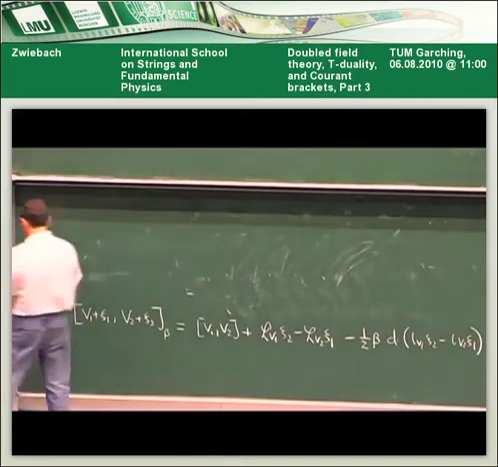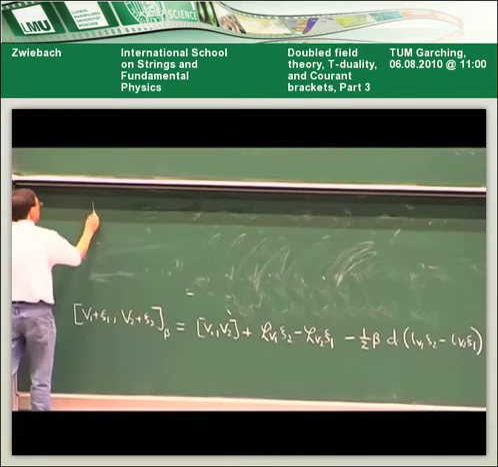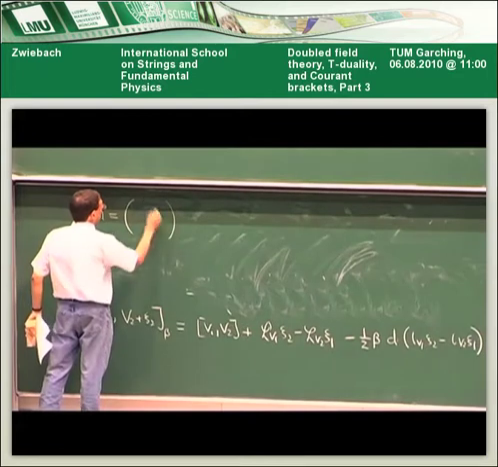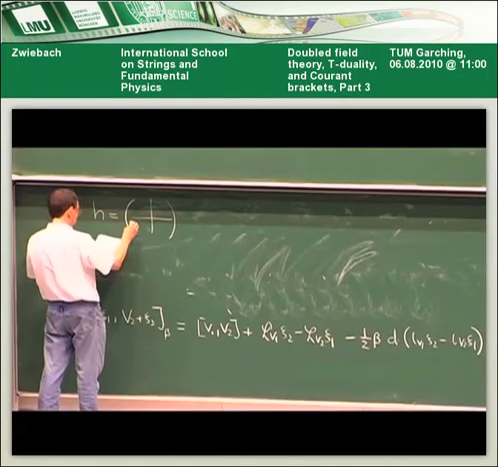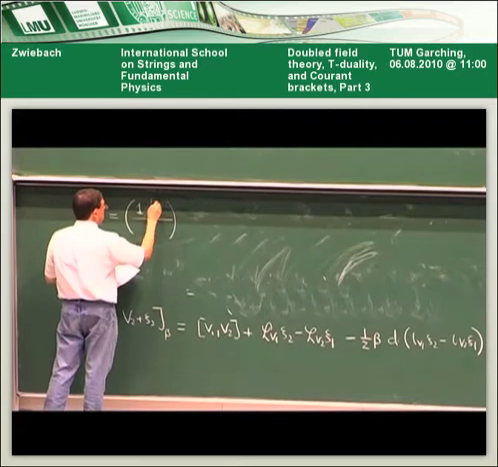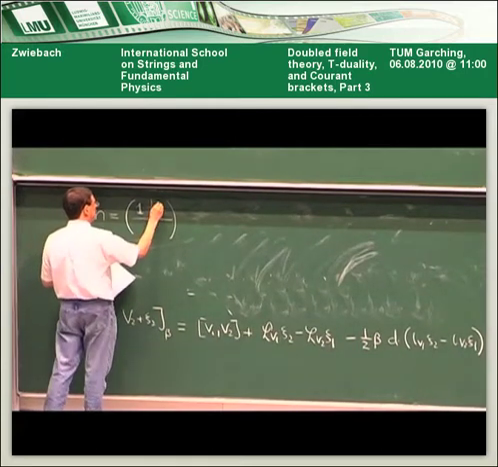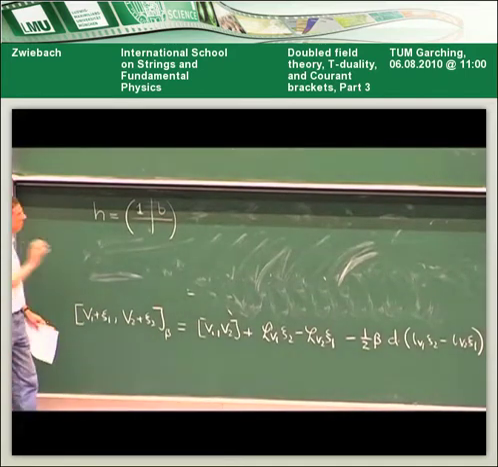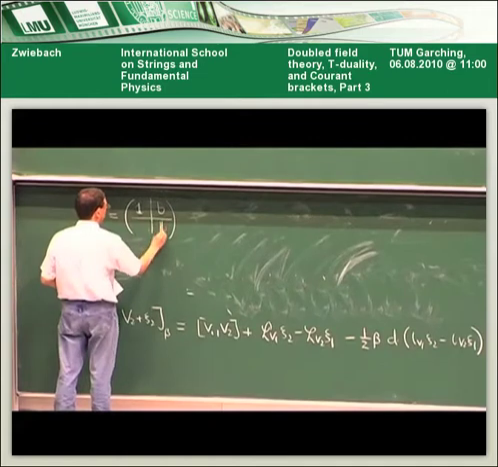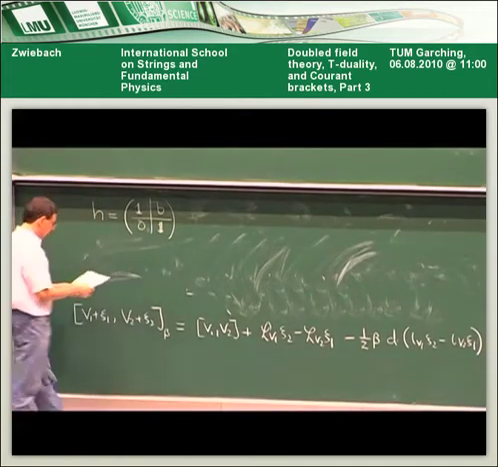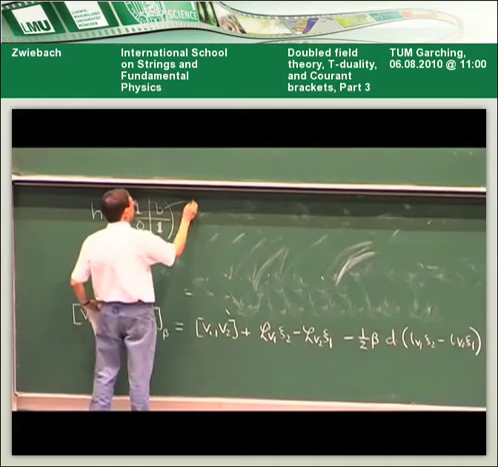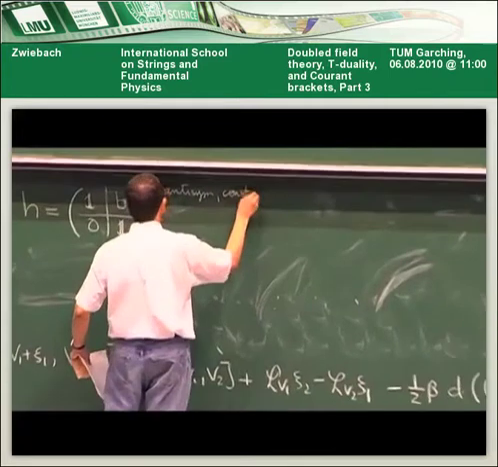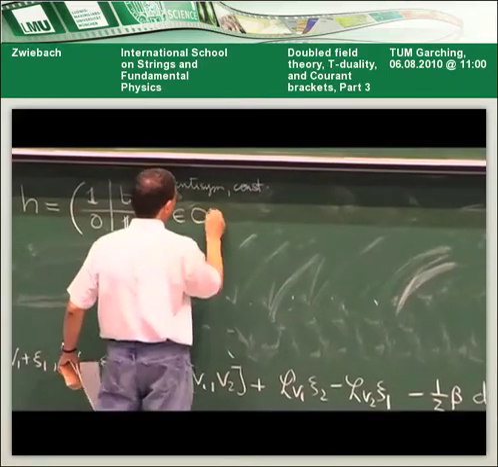So, go back to O(D,D) transformations, H. An element of O(D,D) is the following matrix, 1. And now I have no good letter for this. I'll put a B like that, but we have several Bs already, so I hope it doesn't confuse you. A 1 and a 0 in here, where this is an anti-symmetric constant. And this belongs to O(D,D).